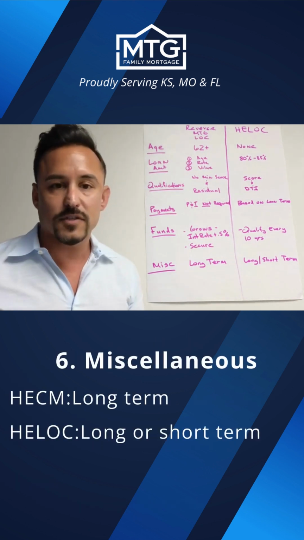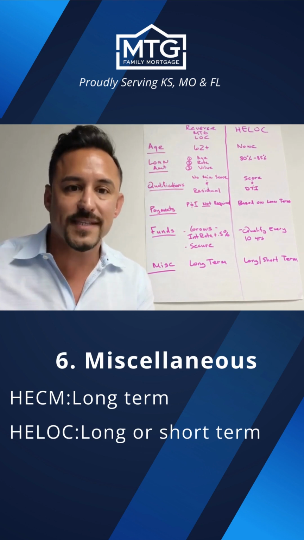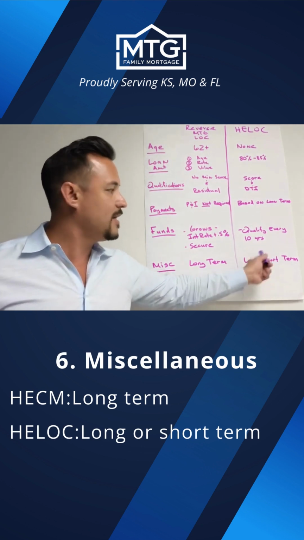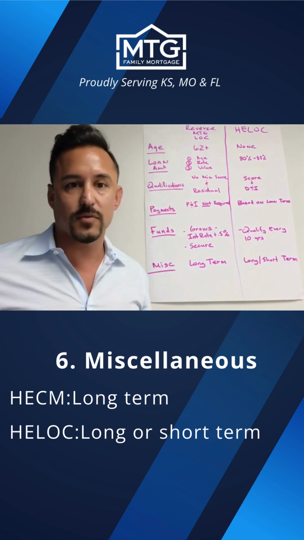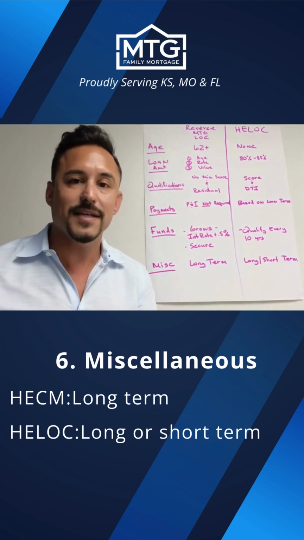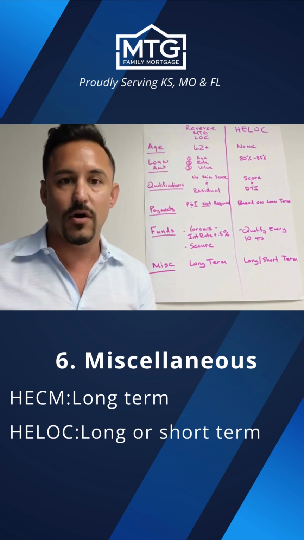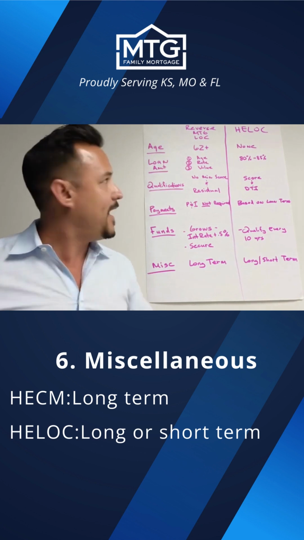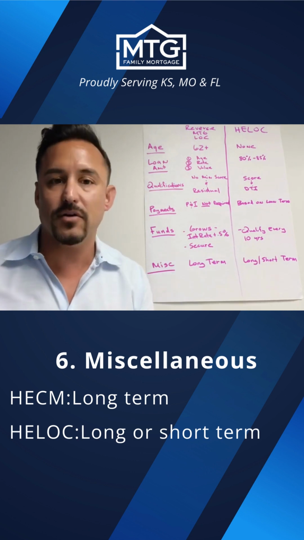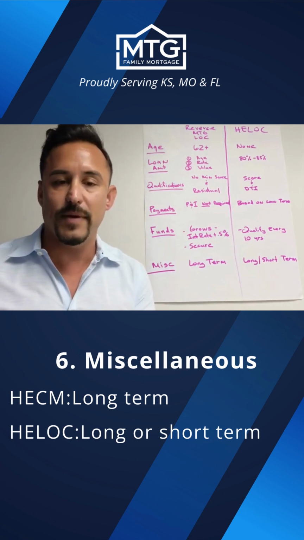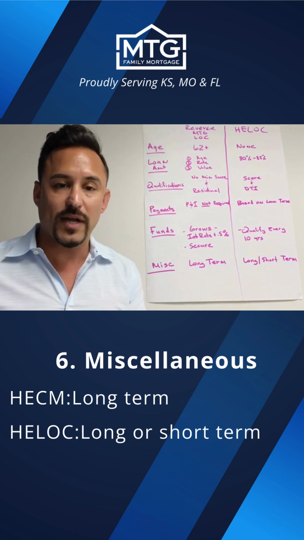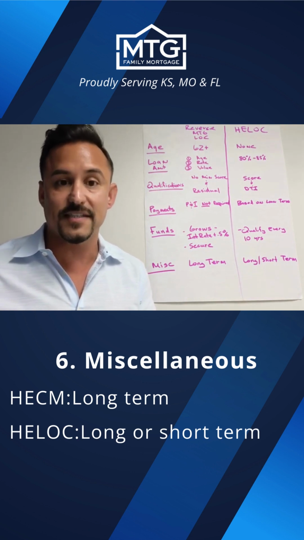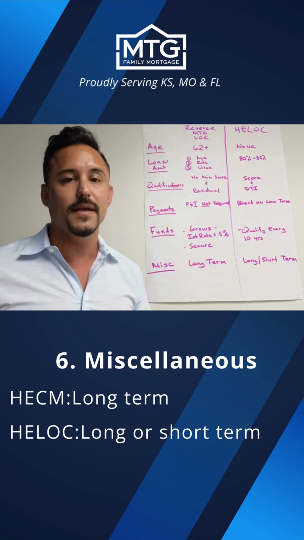Finally, the reverse mortgage, in my opinion, wasn't designed as a short-term loan, whereas a home equity line of credit could be used in a short-term situation. For example, let's say you're looking to sell your home and you want to do some repairs before you put the home on the market. A home equity line of credit is going to be a better option. You can get into a home equity line of credit fairly quickly and have access to money in a short period of time.